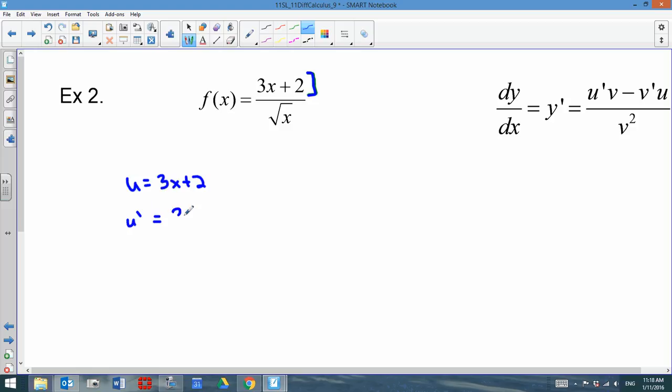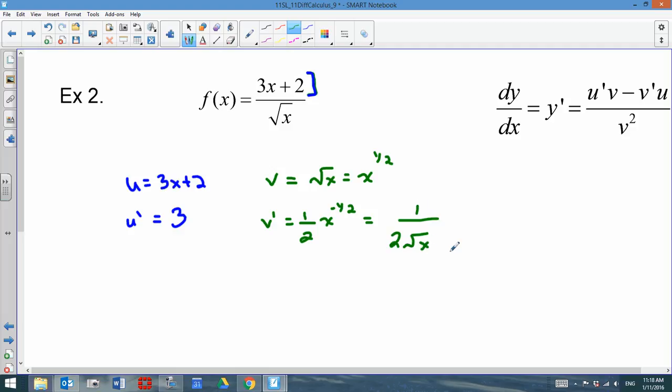So our derivative is 3. And then for v, we have the square root of x, which again we will think of as x to the 1/2 power. So that when we take the derivative, we get 1/2 x to the negative 1/2, and we'll rewrite that as 1 divided by 2 square root of x.